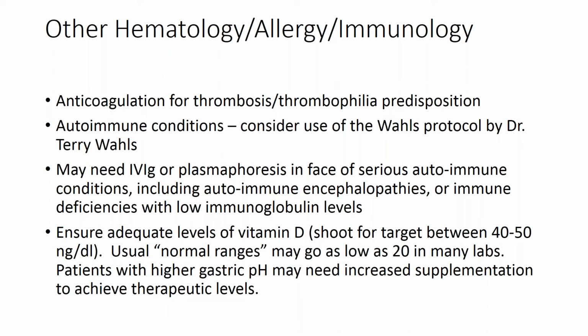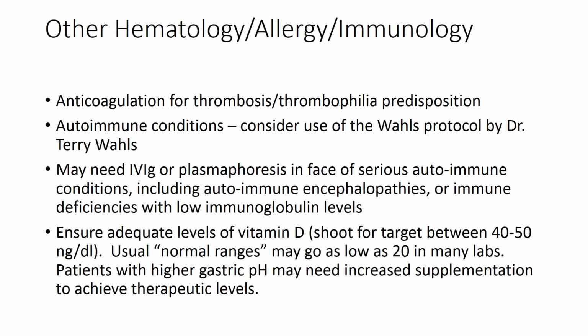There's a very interesting book called The Wahls Protocol by Dr. Terry Wahls, and she talks about how she has really been successful in treating many people with autoimmune conditions by the use of a nutritional intervention. This is very, very interesting. Sometimes we need IVIG or plasmapheresis in the face of serious autoimmune conditions, including some of the autoimmune encephalopathies or immune deficiencies with low immunoglobulin levels.